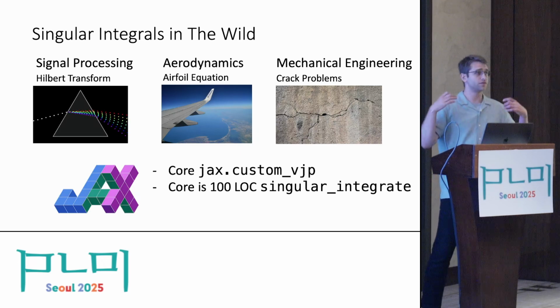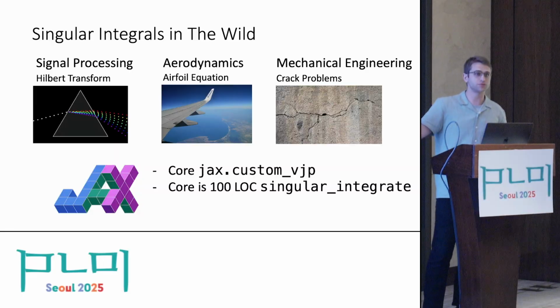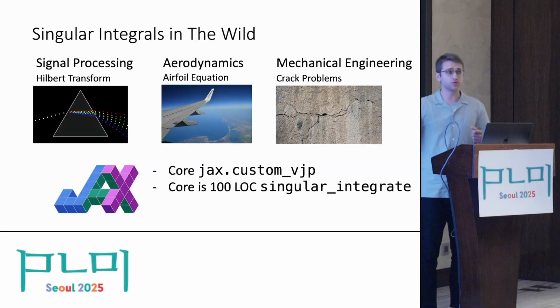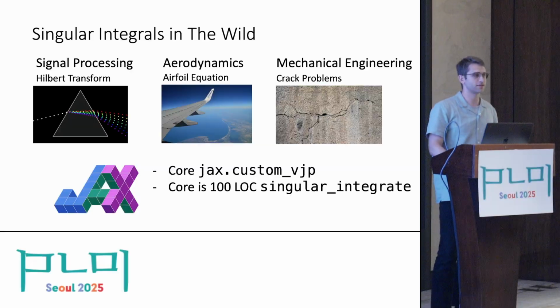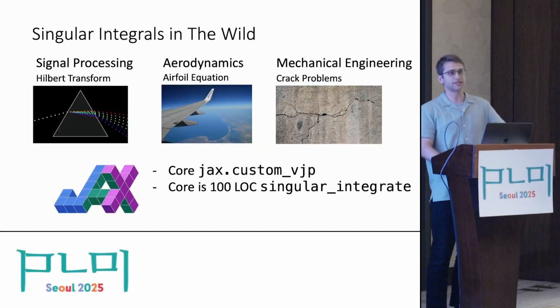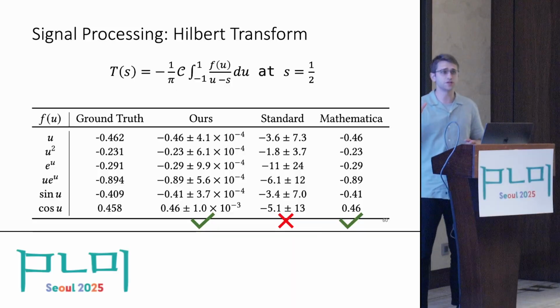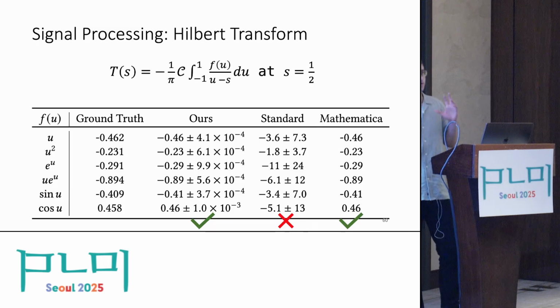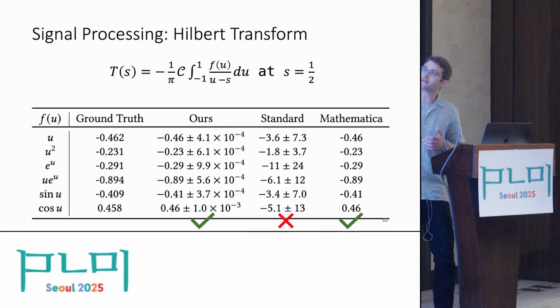We implement all of these applications in a little JAX library. We extend JAX with custom derivative, and the actual core implementation is just 100 lines or so of code to do that singular integration and to get the derivative correct. And now we're going to look at this Hilbert transform. The Hilbert transform is much like the Fourier transform. It's a fundamental primitive in signal processing. And it's defined by this singular integral of a function.